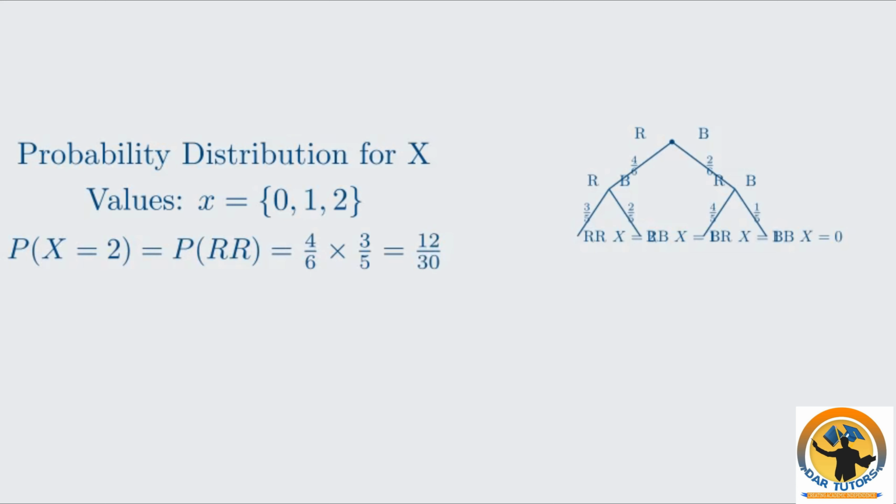Next, let's find the probability for X equals 1. This can happen in 2 ways: red then blue, or blue then red.